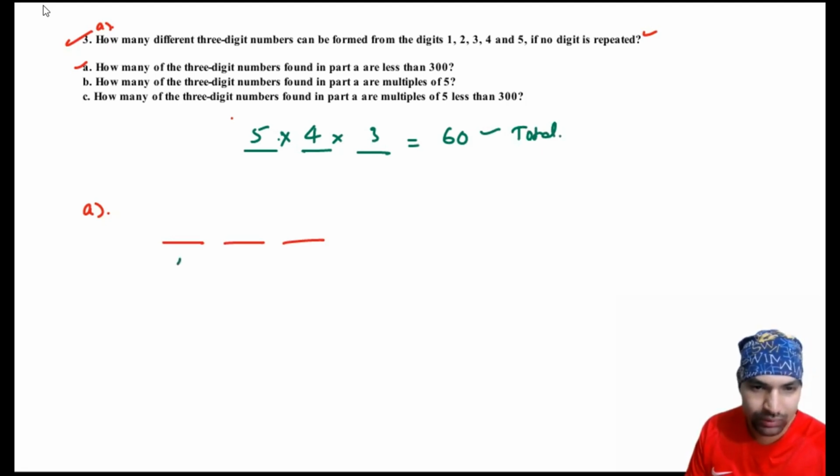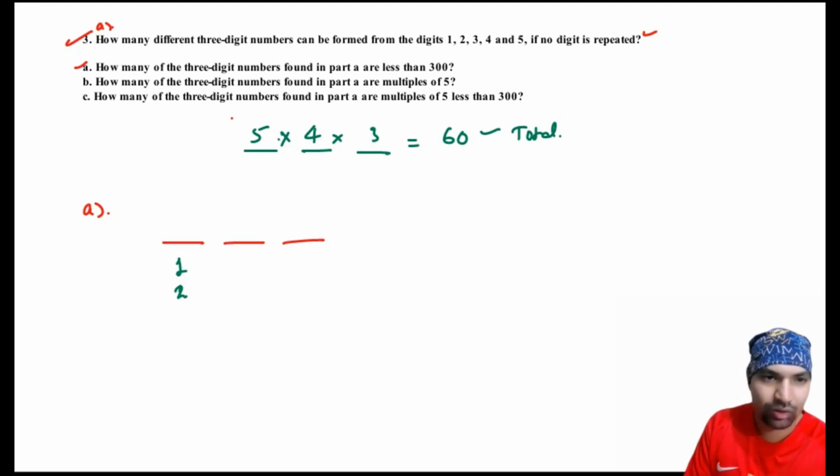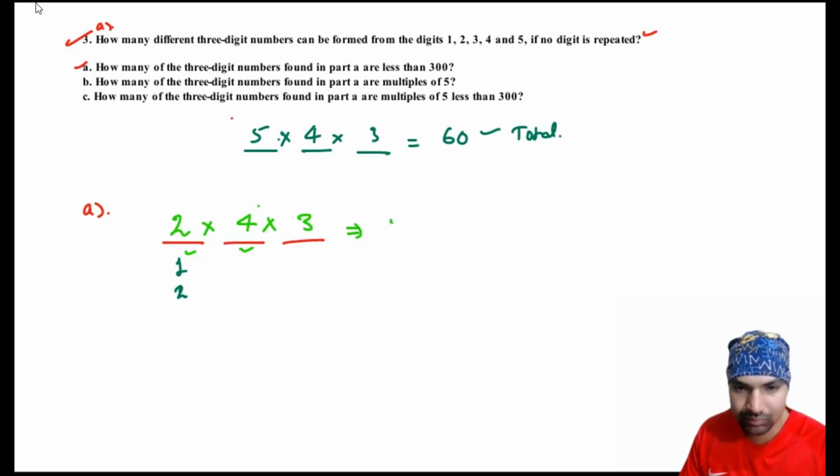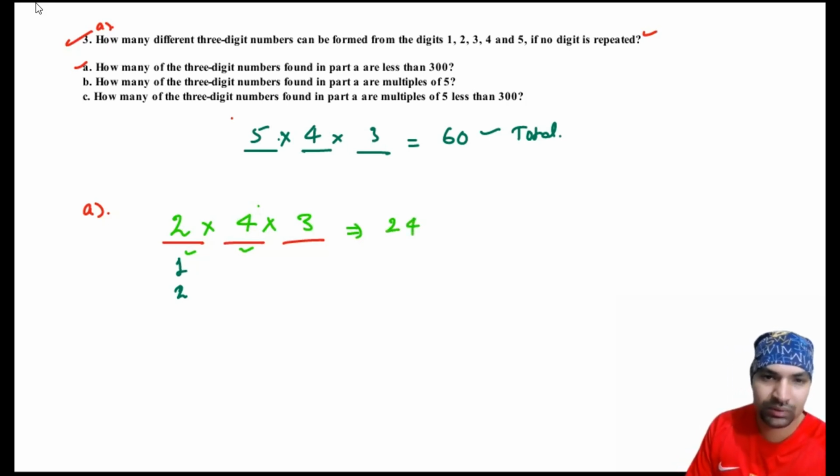Right? So 3-digit numbers found in part A that are less than 300. Less than 300 means what? The first place I could fill it by either 1 or 2. Right? So the first place can be filled in 2 ways. Now, if one number is already taken in the first place, how many are left now? 4. So the second place can be filled in 4 ways, multiplied by, now here one is filled and here one is filled, so remaining numbers are 3. So this can be filled in 3 ways. Got it? So 4 times 2 is 8, times 3 is 24. So 24 numbers are there, 3-digit numbers, which are less than 300.